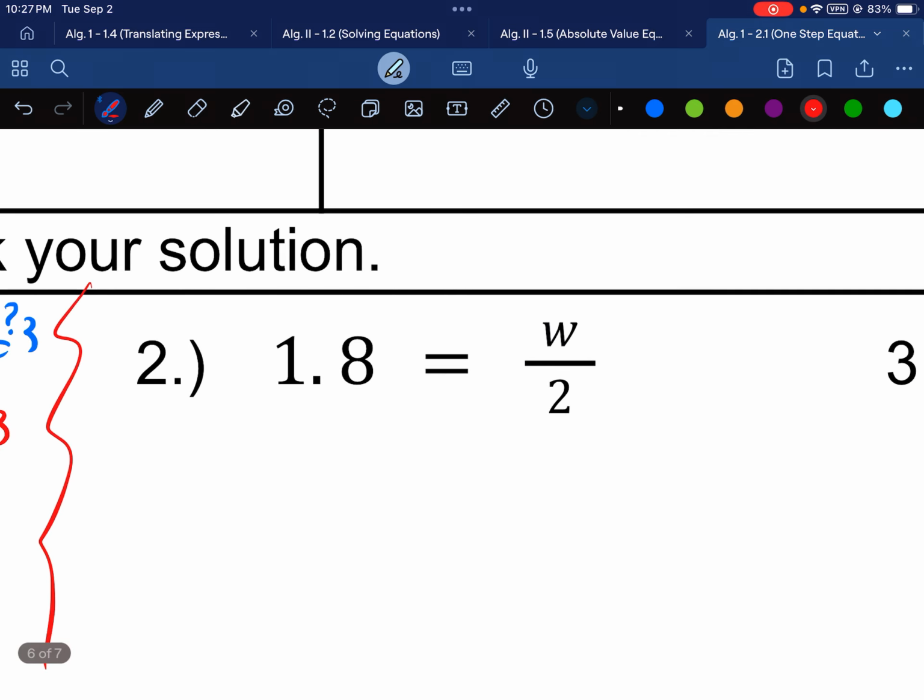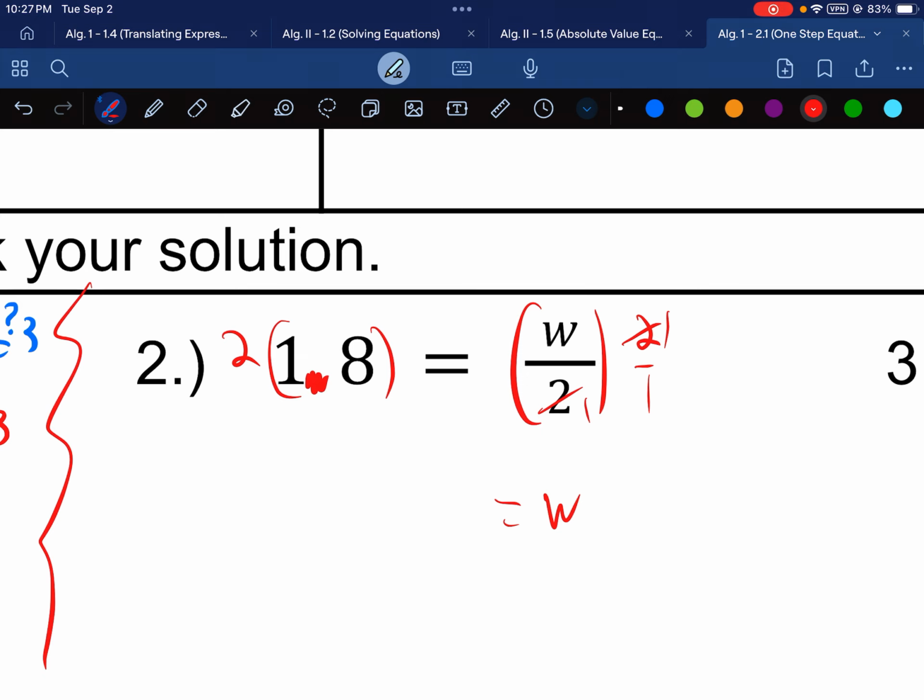Number 2, 1.8 equals w over 2. So w is being divided by 2. To undo that, we do multiplication of 2, or 2 over 1, and those 2's reduce. They should always reduce at this step if you're doing it correctly, by the way, and we're left with w. We multiply the other side by 2, and 2 times 1.8.